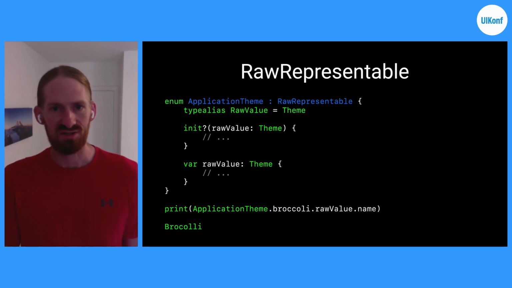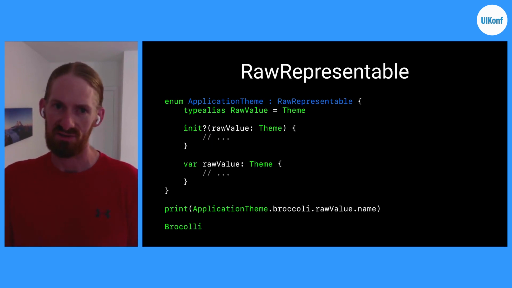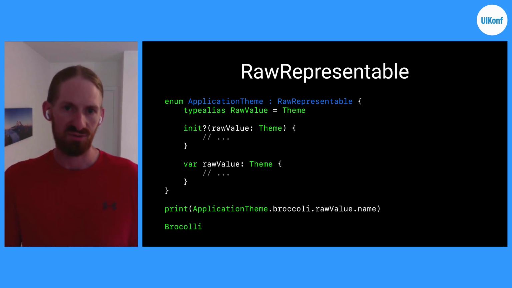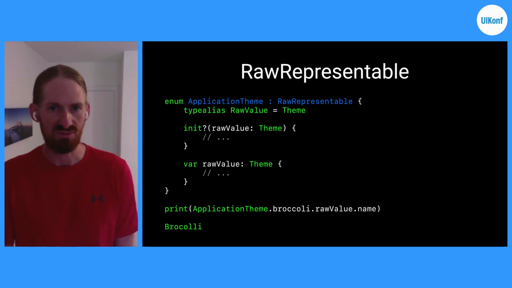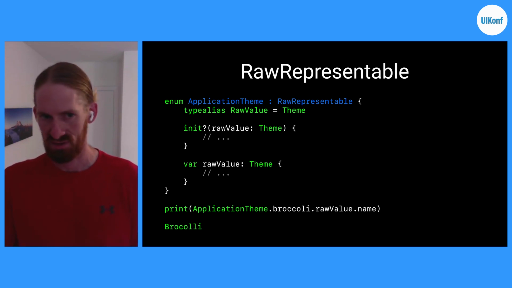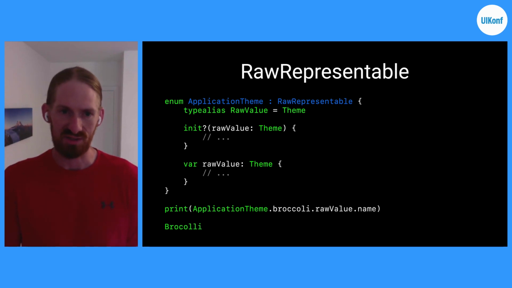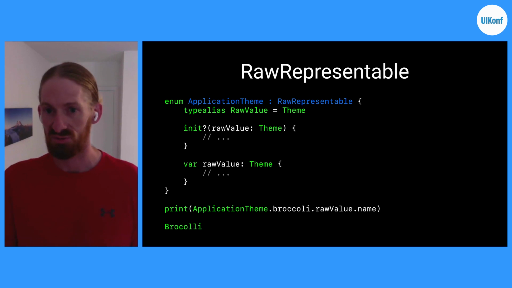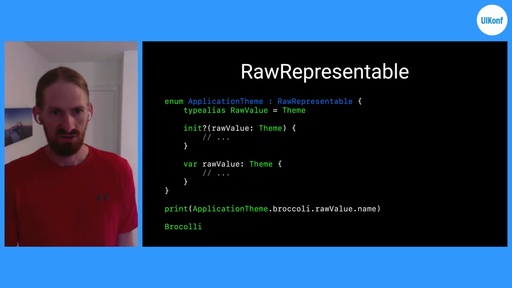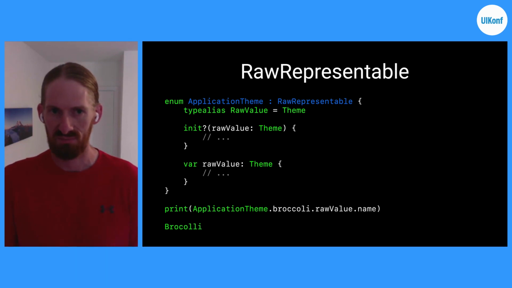This is actually a pretty good situation for using a custom raw value. We conform to the RawRepresentable protocol on our ApplicationTheme enum and make the theme struct into its raw value. Once we're done, we'll have direct access to the theme struct right from the enum case. Enums with custom raw values don't support associated values though, so we do have to pick and choose which approach makes the most sense for our use case.